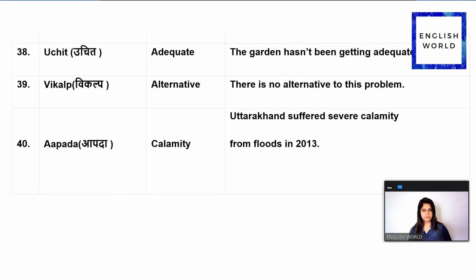The next one is आपदा. आपदा is called calamity in English, means some crisis as far as the nature is concerned. So we can form a sentence like Uttarakhand suffered severe calamity from floods in 2013, or earthquake or any other event, tsunami, that makes the life very uncomfortable is known as a calamity.